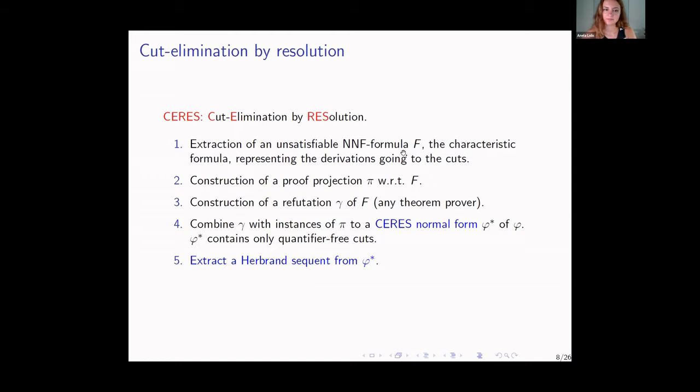Now, as this formula or set of clauses is always unsatisfiable, we can always refute it using any theorem prover. And then this refutation is combined with the cut-free part, the first part, the projection, in such a way that we get a normal form, which we call the CERES normal form. And this normal form is a proof that still has cuts, but they are quantifier-free cuts. And we can then use this output to extract a Herbrand sequence.